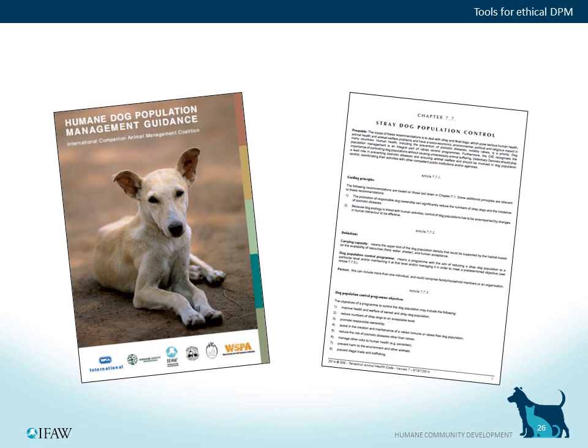So I hope now I've made the argument for understanding dog population dynamics through initial assessment to allow for enlightened intervention design, and also for making the commitment to monitor and evaluate progress. The question is, what should our intervention actually involve? Now, for this next section, I'm going to draw heavily on ICAM's Humane DPM document, but also on the OIE's Chapter 7.7 Stray Dog Population Guidance, which is part of their Terrestrial Animal Health Code.